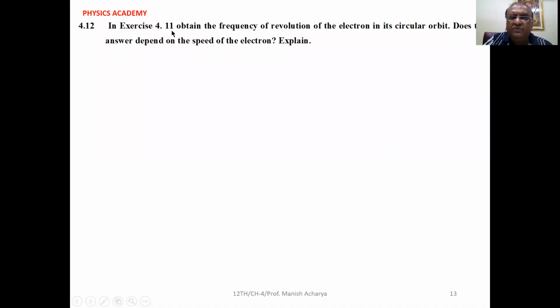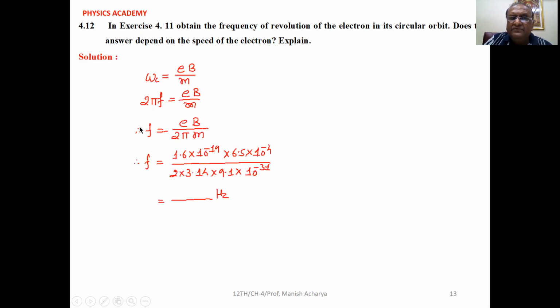4.12. In exercise 4.11, obtain the frequency of revolution of the electron in its circular orbit. Does the answer depend on the speed of the electron? Explain. Now see, eB upon m is the angular frequency. So angular frequency is 2 pi f, that is eB upon m. So the frequency f is eB upon 2 pi m. Directly you can write this equation of the frequency also.